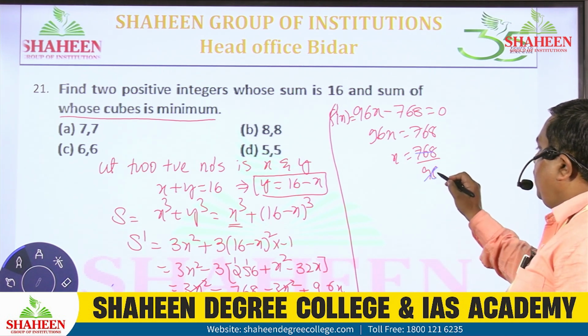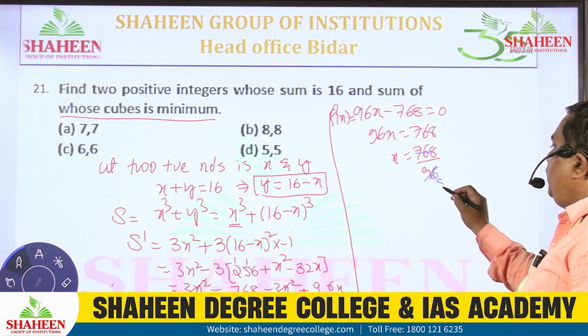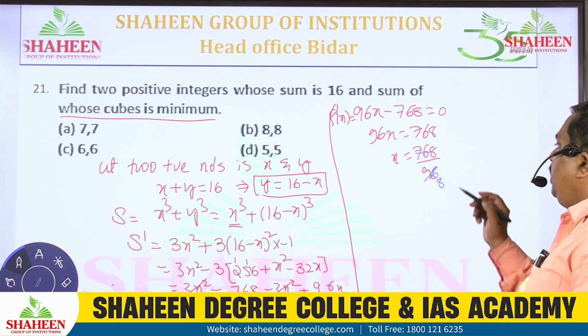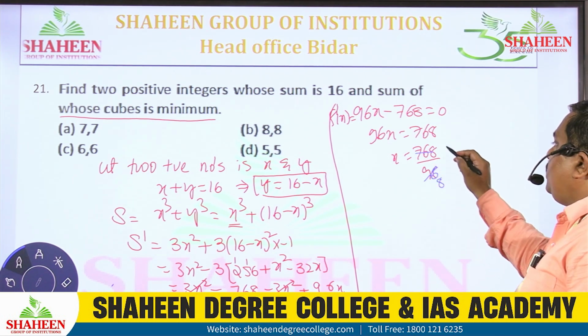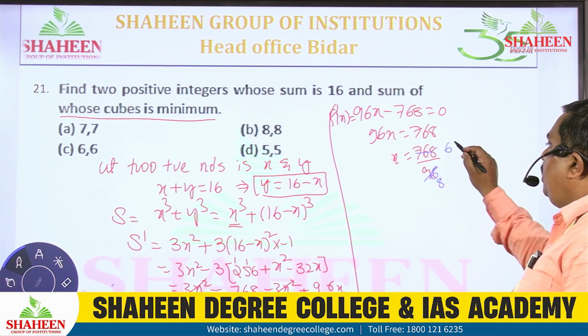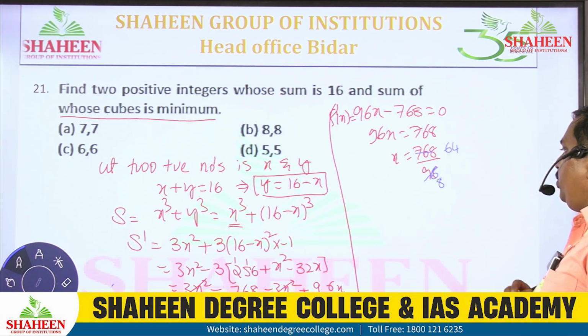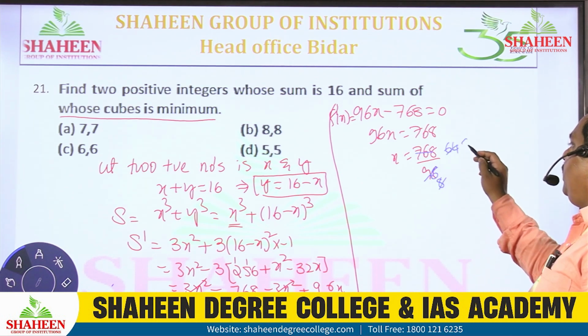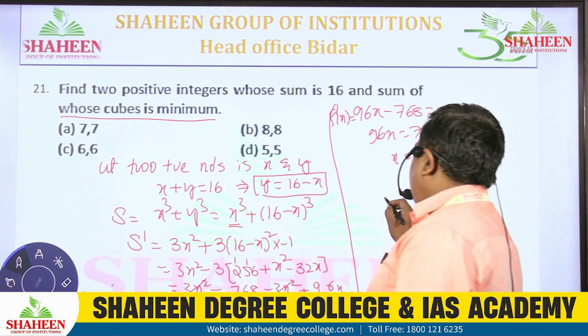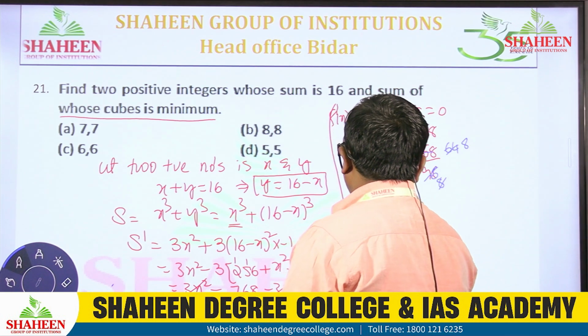This is 96. 12 8s are 96. Okay. And 12 6s are 72. 4 remaining. 12 4s are 48. Okay. Now 8 8s are 64. We are getting x is equal to 4 here.